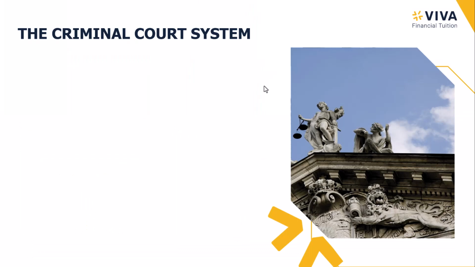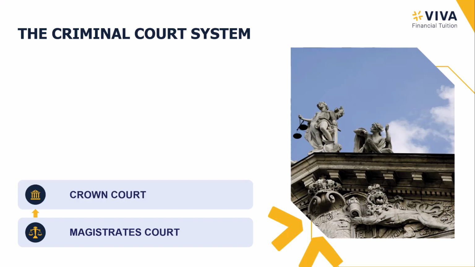Criminal court system then. So we start off at the Magistrates Court this time, and all criminal cases will start here. They hear small cases, so usually it's less than £5,000 or less than 6 months in prison. Then if it's a bigger case, it would get passed on to the Crown Court, and this is where you can have trial by jury.